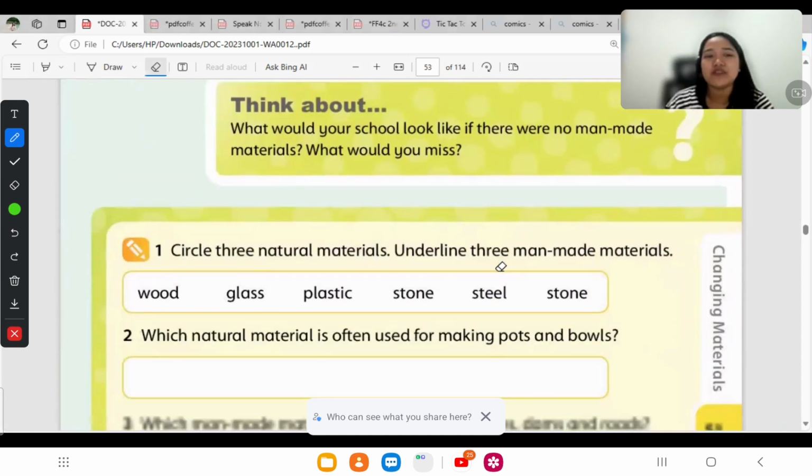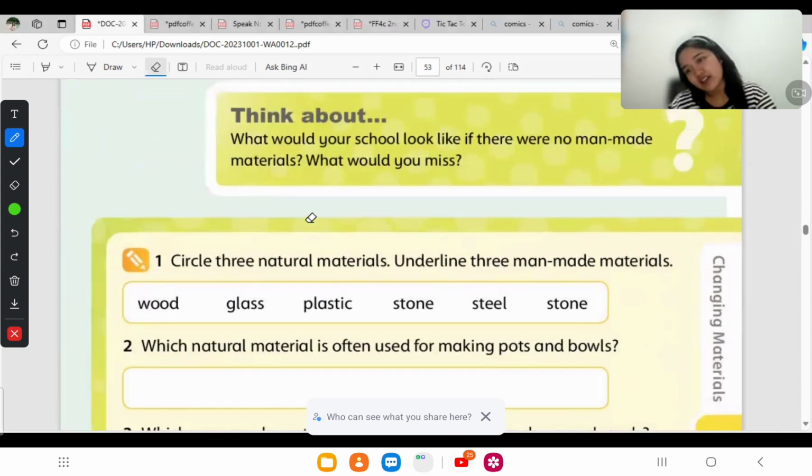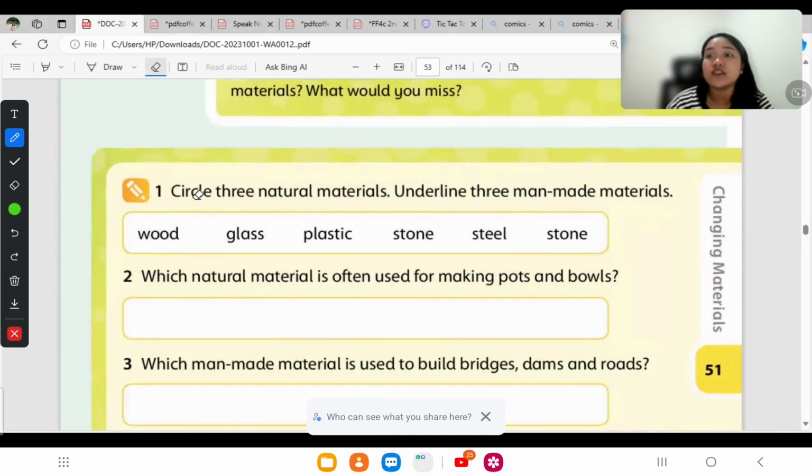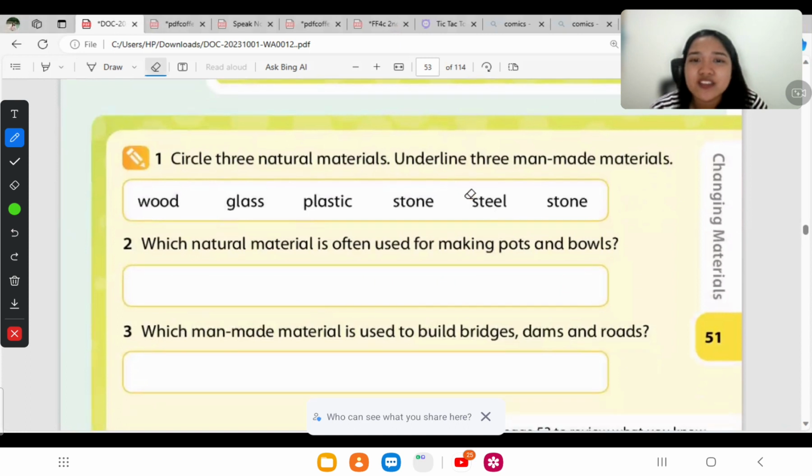Those are natural. So this time, let's learn about changing materials. Underline the three man-made materials and circle the three natural materials: plastic, wood, grass, stones, steel.